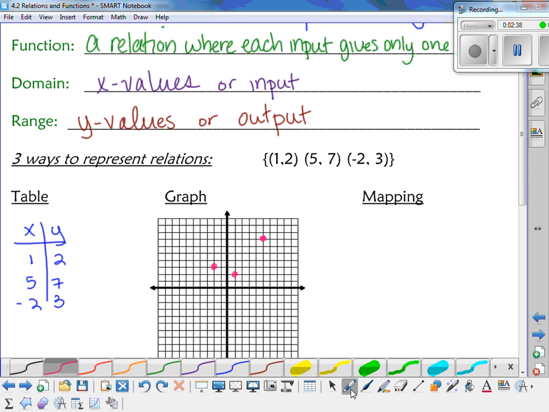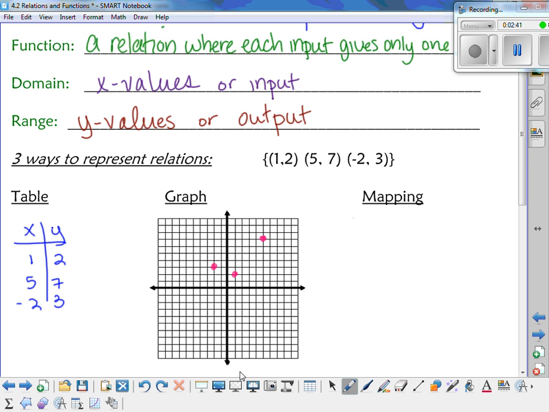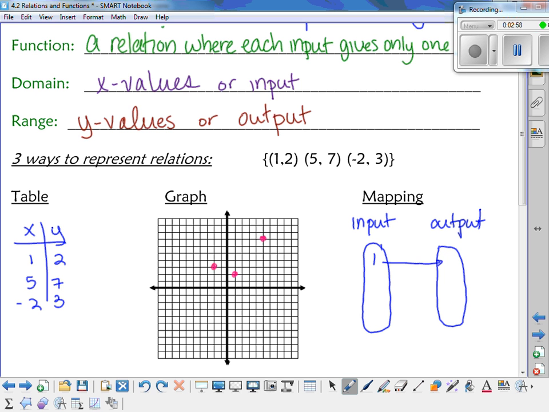And then a mapping is where I have my input, my output, and I draw little bubbles for them. Anyway, so when 1 is input, my output is 2. If I put in 5, my output is 7. If I put in -2, my output is 3. Okay, so those are the three ways that you can do it. You can have a table, a graph, or a mapping.